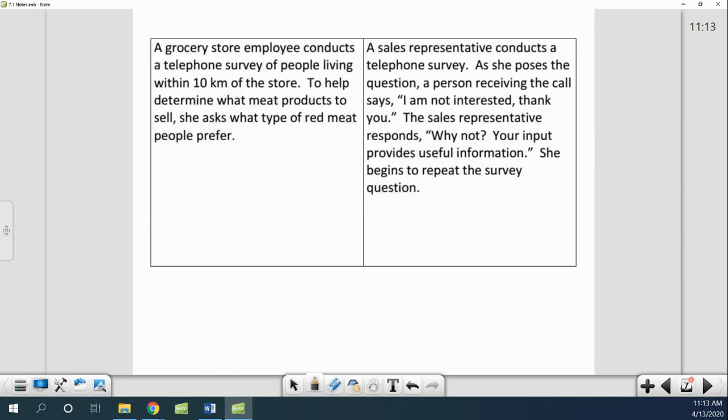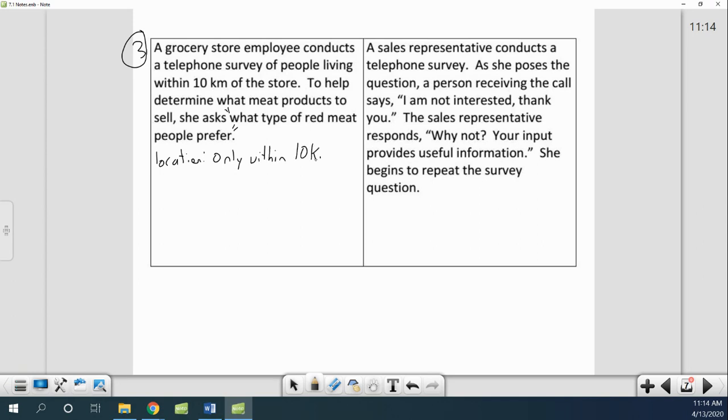Number 3 here, we've got a grocery store employee conducting a telephone survey of everyone who lives within 10 kilometers of the store. So he wants anyone within 10K. Now, he's trying to figure out what meat products to sell, so he asks, what type of red meat do people prefer? That's probably not actually a quote, but we'll roll with it for now. So, a couple of things. You've got location, right? You're only within 10K.